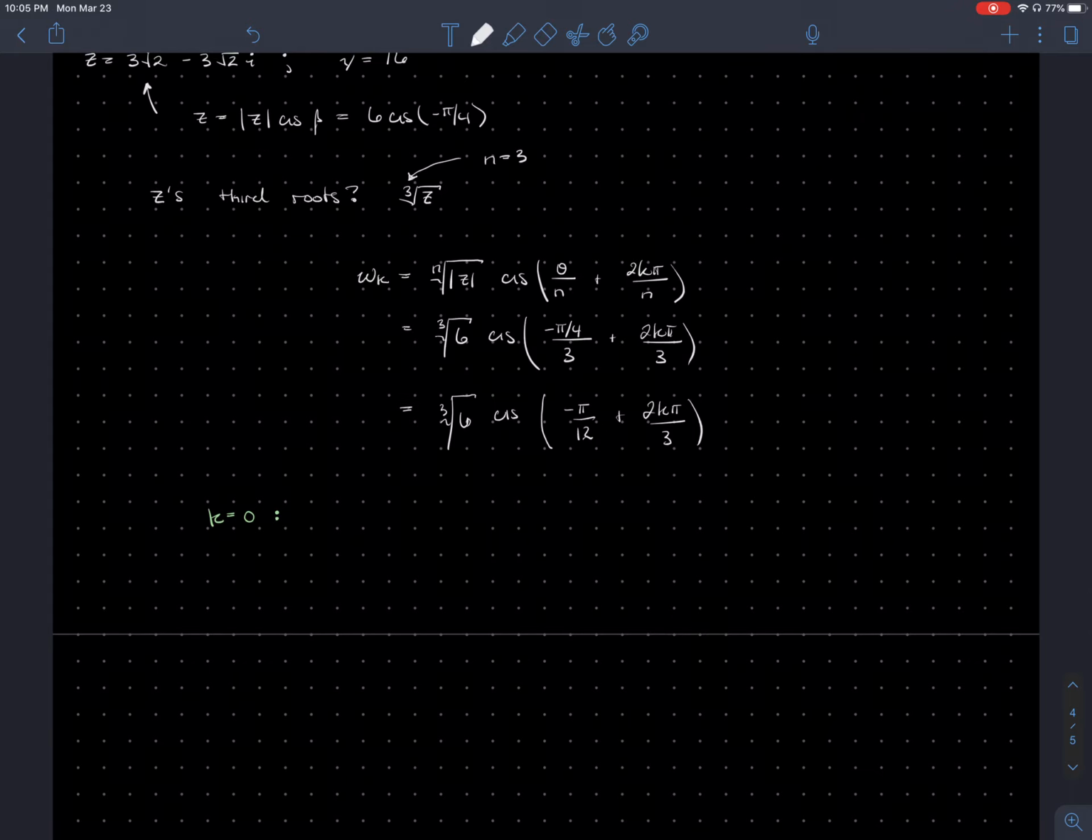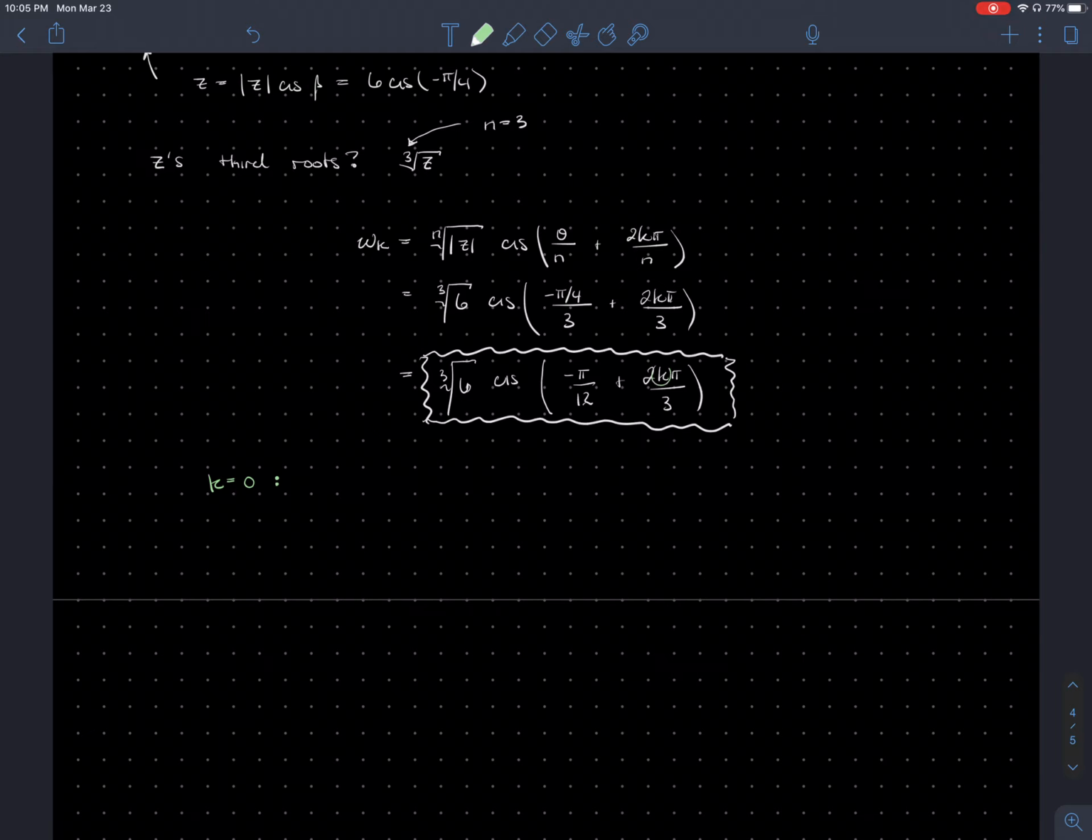Now we can start plugging in our k's, because this is the expression that we're looking at. So k is equal to 0. We're just going to be plugging in for these k's right here. So k equal to 0 is going to be, we're plugging in for this k as well. W sub 0, that's just the label, right, is going to be the third root of 6 times CIS of negative π/12 plus 0. So our 0th root is just that cube root of 6 times CIS of negative π/12.